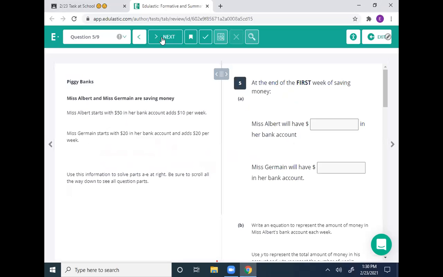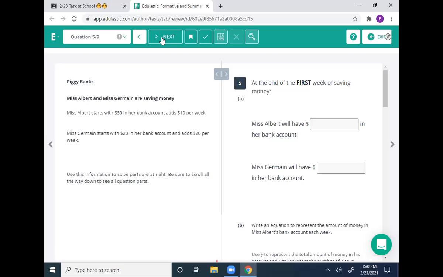Miss Albert and Miss Jermaine, we're saving money. Miss Albert starts with $50 in her bank account and adds $10 per week. Miss Jermaine starts with $20 in her bank account and adds $20 per week. After the first week, how much is Miss Albert going to have?